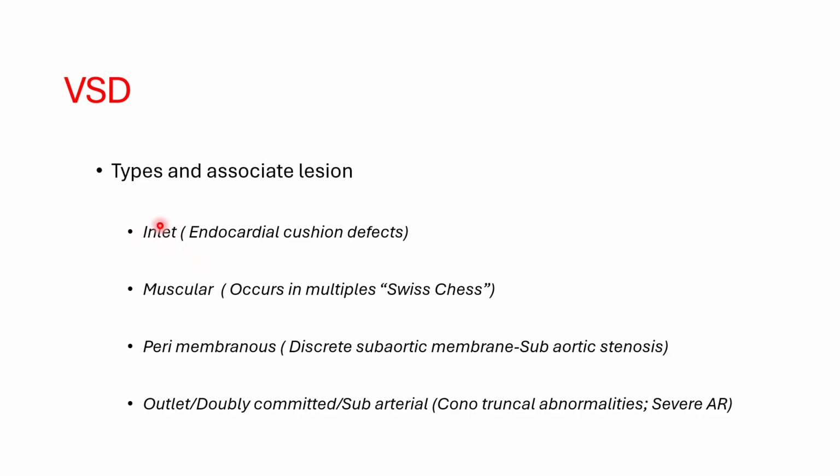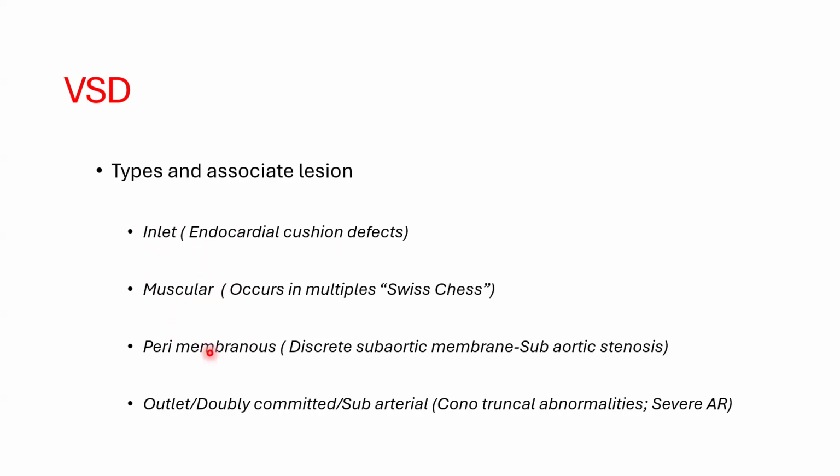The inlet one, once you find an inlet VSD, you must go and look at the anterior mitral valve leaflet to make sure that there are no clefts in it. A muscular one, if you see one, you must look for the others. Seldom do you have just one muscular VSD.